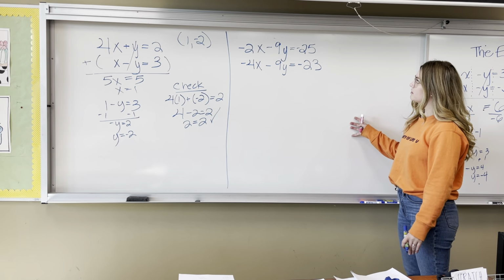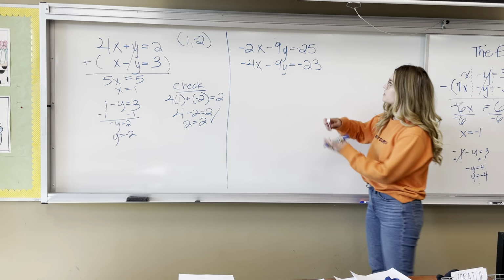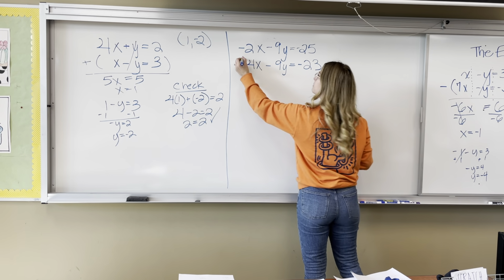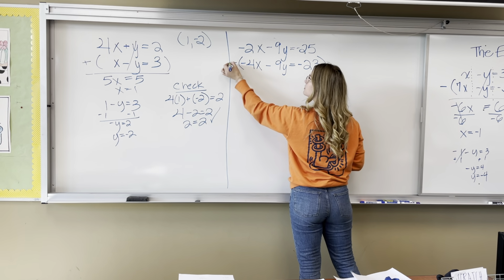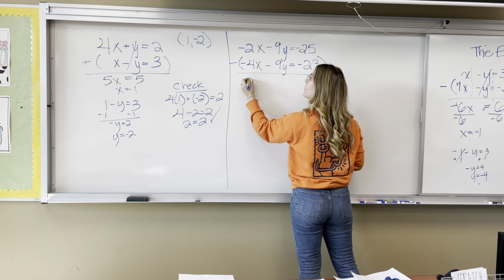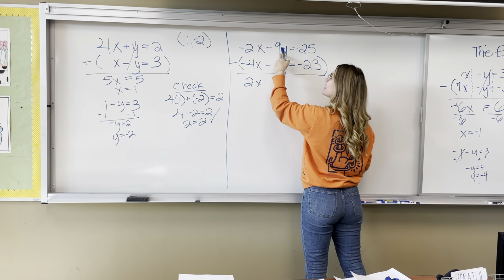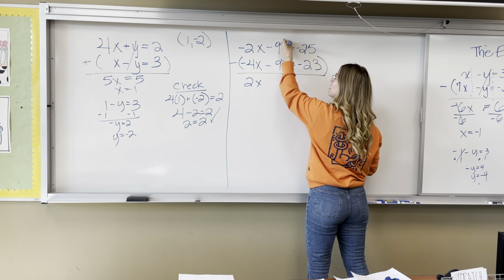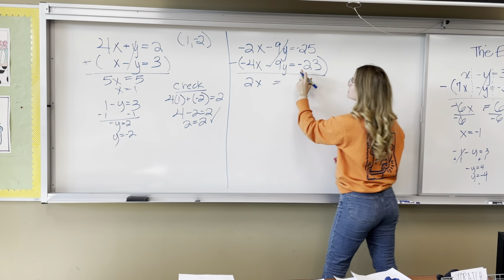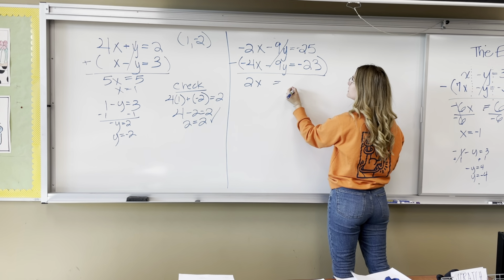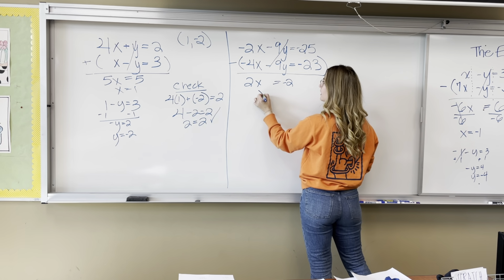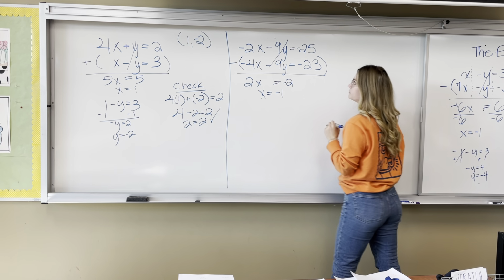As for this one, we're going to subtract the equations from each other because they have the same sign. Negative 9y and negative 9y. Negative 2x minus negative 4x is positive 2x. Negative 9y minus negative 9y is 0. Negative 25 minus negative 23 really is negative 25 plus 23. So we're going to have negative 2. So then x equals negative 1.